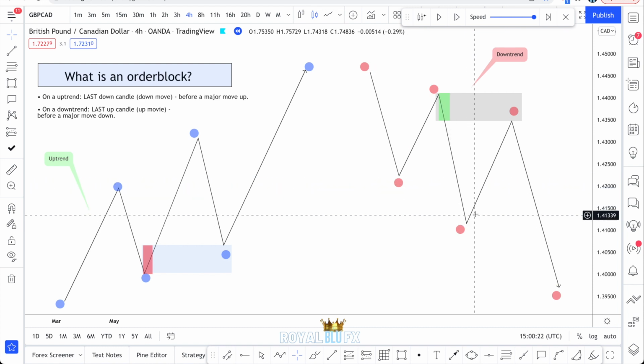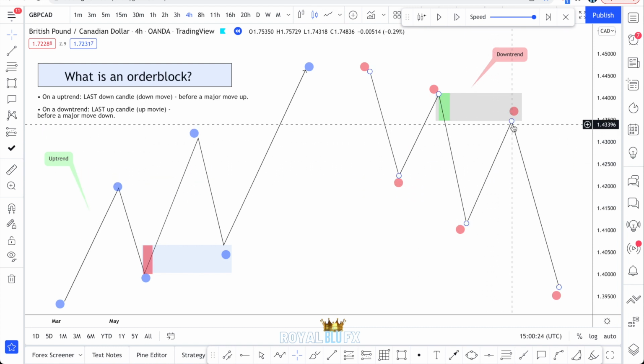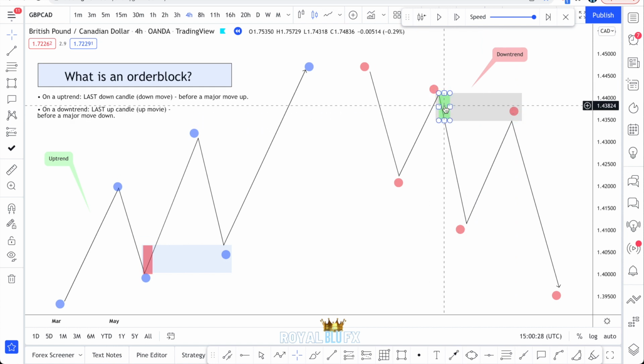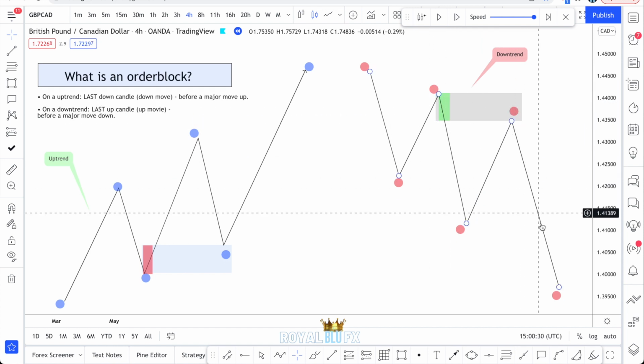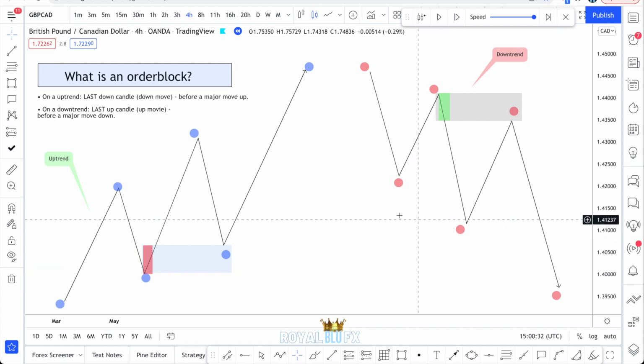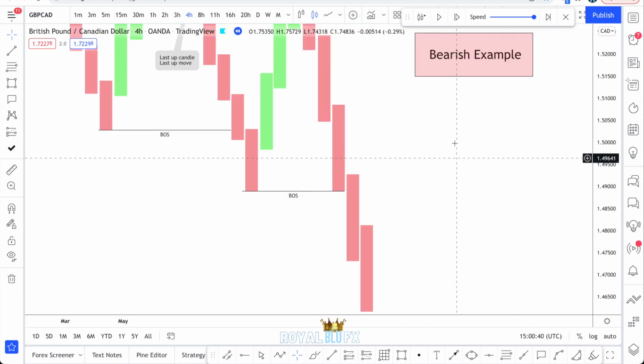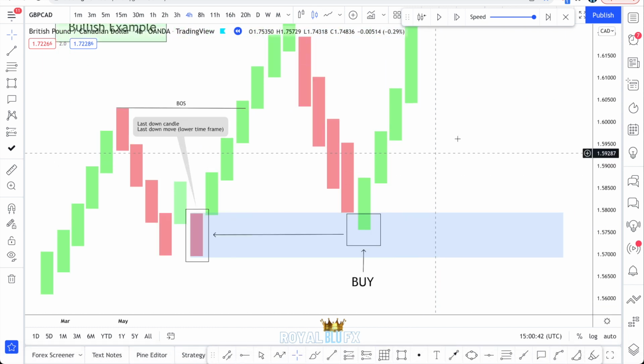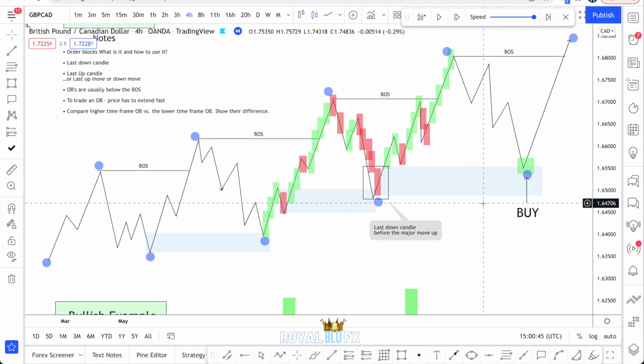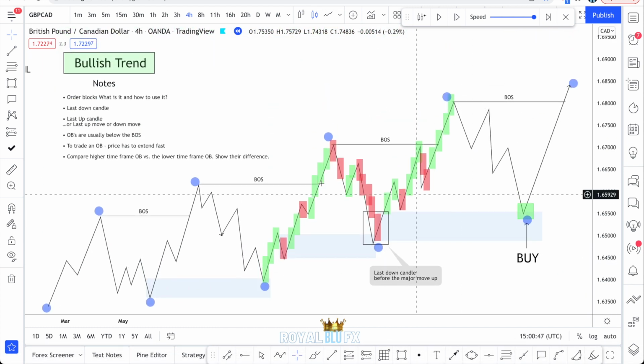Then you would wait for price to retrace and go all the way back up to target that last up candle, the last up move before the major move goes down. All right, so this is essentially what an order block is. I'm going to break it down a little more in these other diagrams. Let's go all the way to the top right here. We're going to start with an uptrend example.